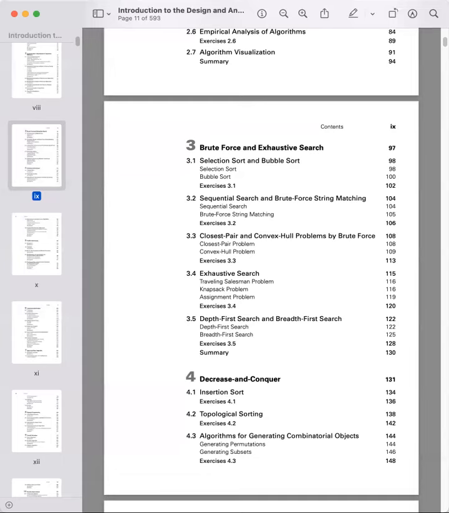And then we have the exhaustive search with the problems that we're going to talk about later that really don't have good solutions, like the traveling salesman problem or the knapsack problem or the assignment problem. With those, you just have to try every possibility until you find which one's best, okay?